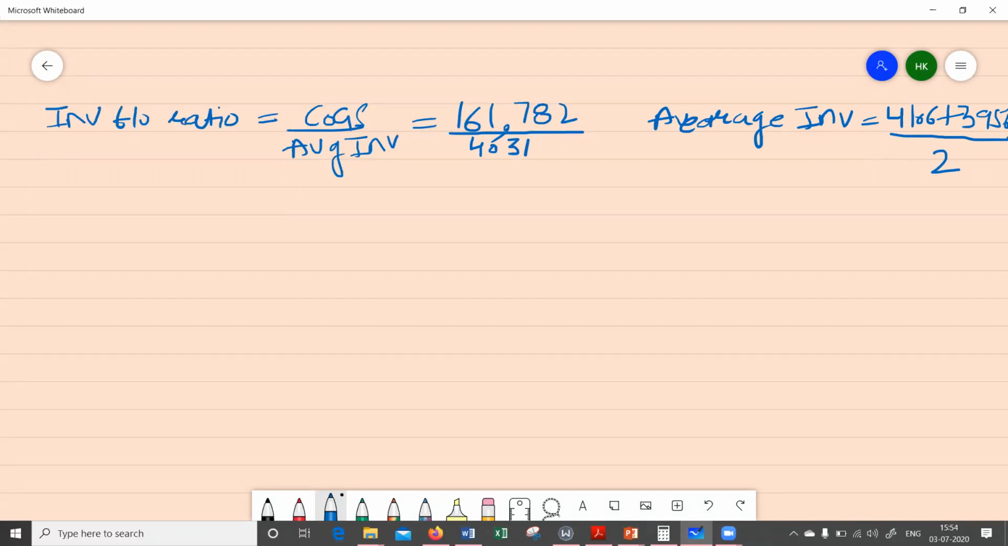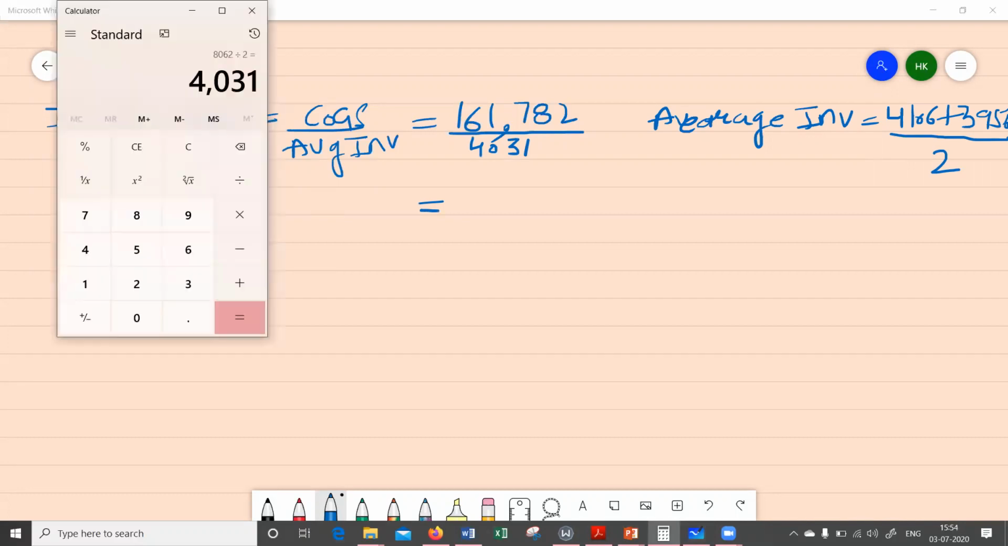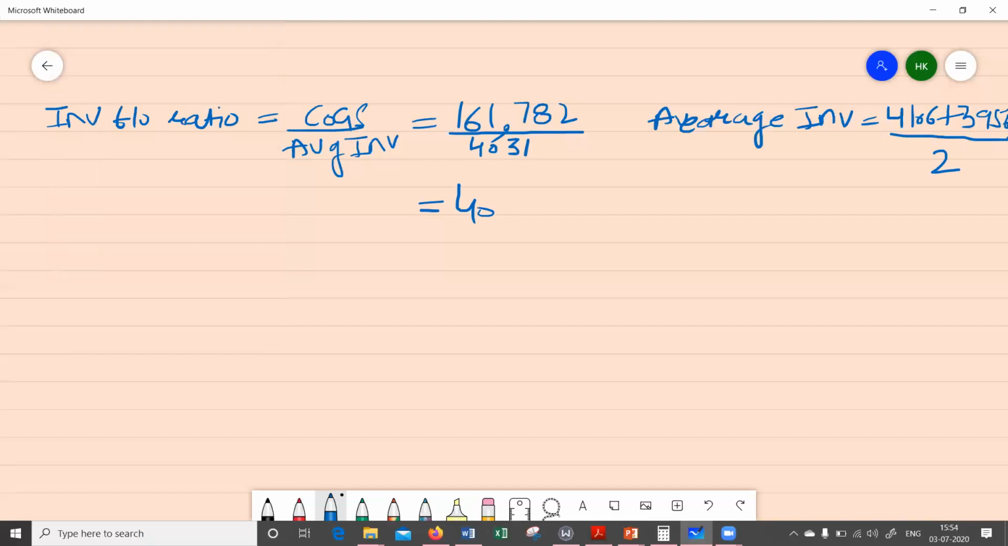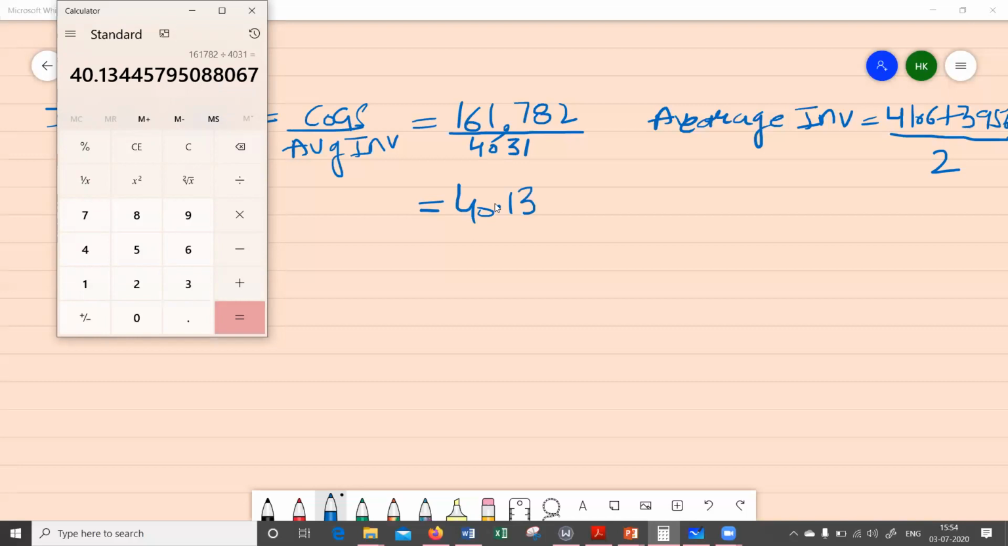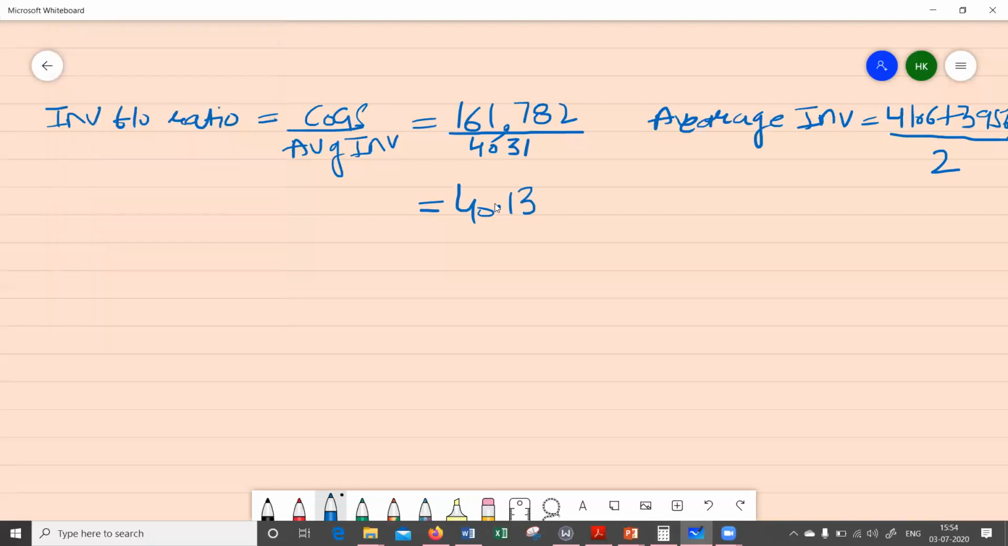Now let's calculate what the inventory turnover ratio comes out to be. It's 161,782 divided by 4031, which is 40.13. This is the inventory turnover ratio for Apple, and let's see what it means.